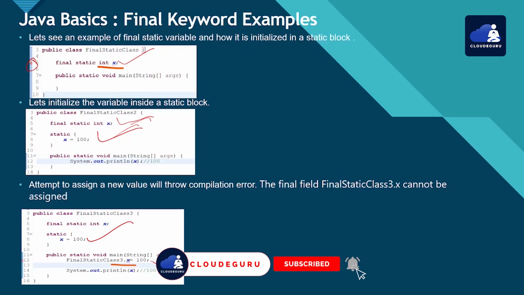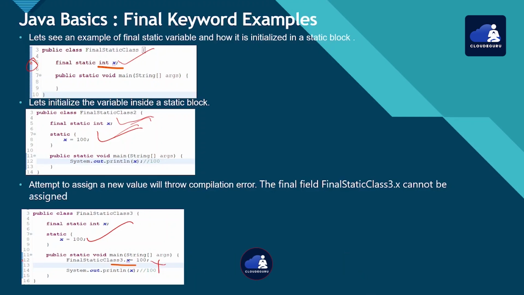So the rule says if a static variable is made final, then it must be initialized during the time of declaration, or if you are not initializing during the time of declaration, you need to initialize it inside a static block. But do remember that once it is initialized inside a static block, its value cannot be changed to a new value. We'll see a program on this.